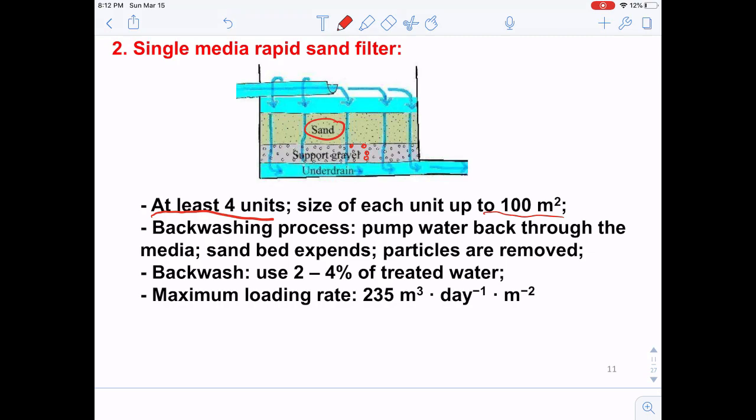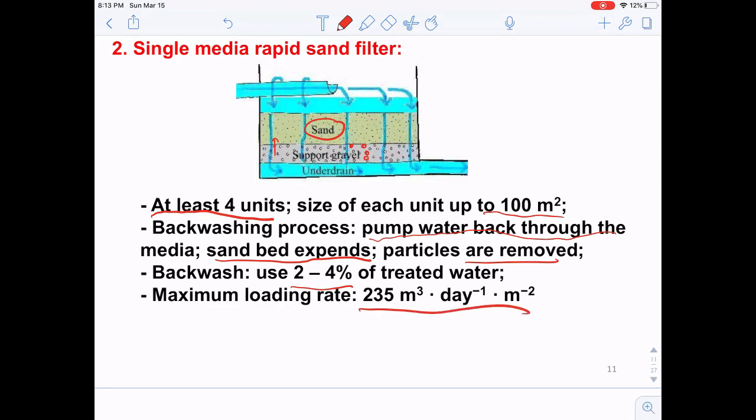And in terms of the backwashing process, what we'll do is pump the water back through the media. Because we're flushing the water back in, the sand bed will expand, and then the particles will get removed. Typically this backwash water will consume 2 to 4% of the treated water. So you can see that this is a considerable amount of water we're using to regenerate this filter.